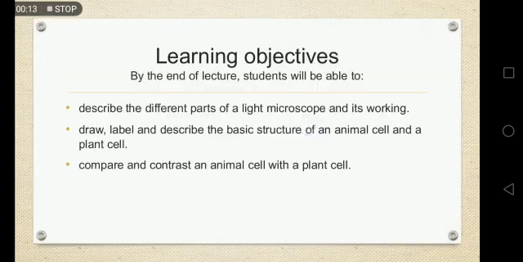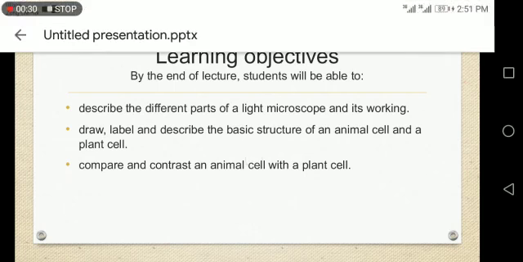The learning objectives of today's video lecture are that you will be able to describe the different parts of a light microscope and its working, to draw, label and describe the basic structure of an animal cell and a plant cell, and to compare and contrast an animal cell with a plant cell. So let's start.